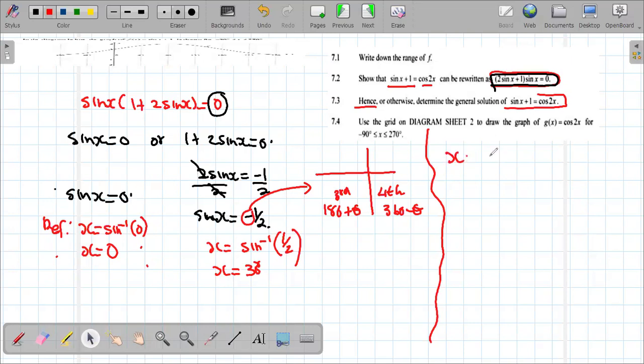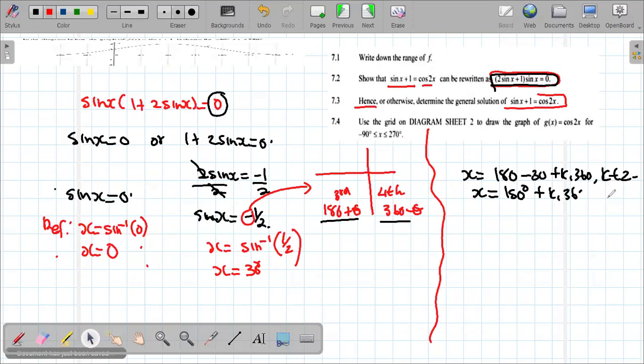X equals 30 degrees plus k·360, where k is an element of... no, sorry. Remember, we are looking where both of them are negative. It is negative in this and that. So X will be 180 minus 30 plus k·360, where k is an element of the integers. So X equals 150 degrees plus k·360, where k is an element of the integers.